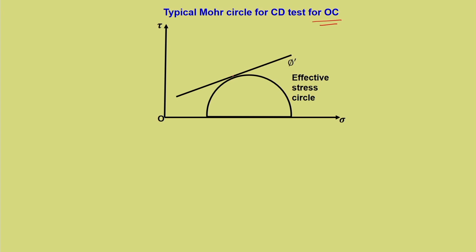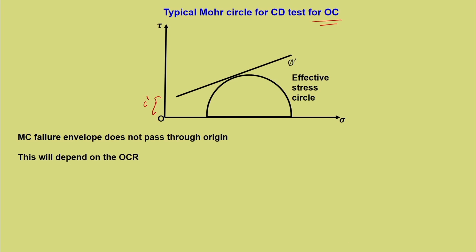Now, let us come to a typical Mohr circle for CD test for OC. Yes, this we have seen in the CU test as well. Tau versus sigma Mohr circle and the failure envelope gives phi dash and it also gives a kind of c dash, the intercept. Mohr-Coulomb failure envelope does not pass through origin, and how much the intercept is, that will depend upon the OCR, how much the soil sample is over consolidated. If you remember the plot, we have seen this before.